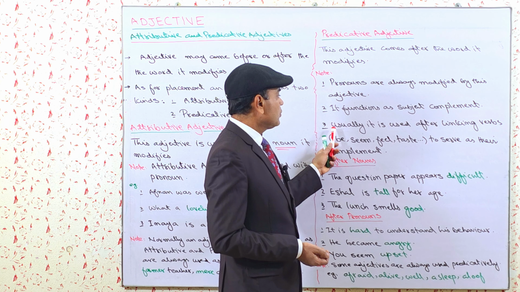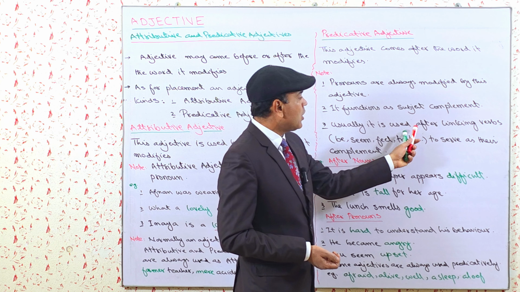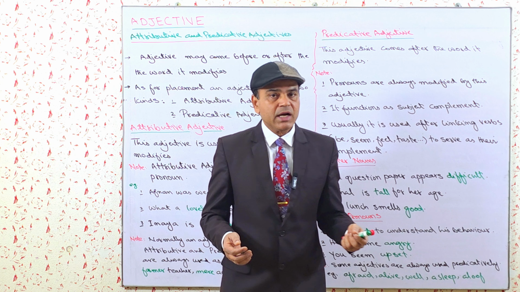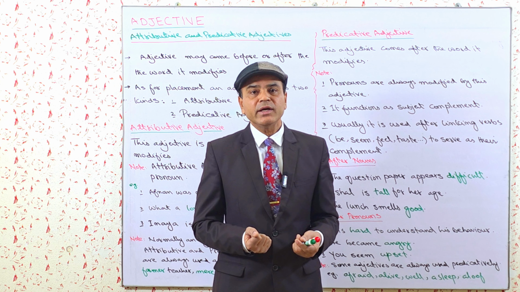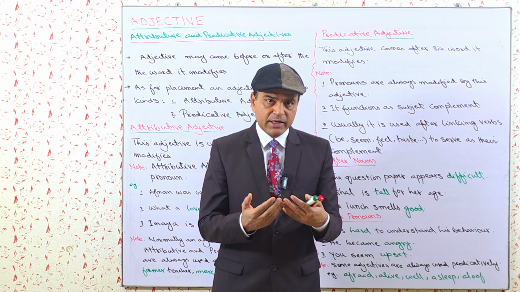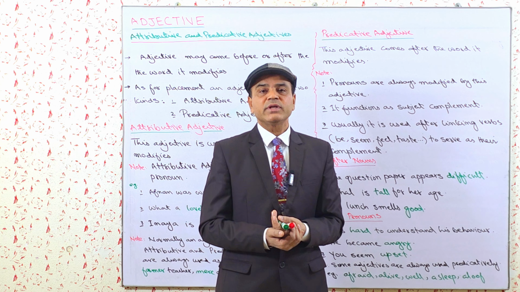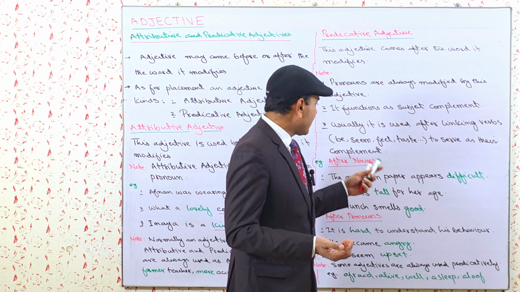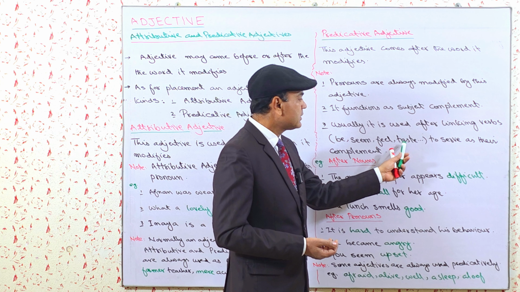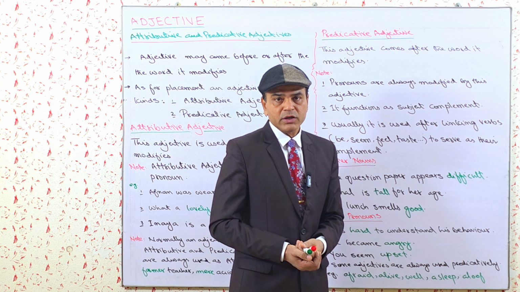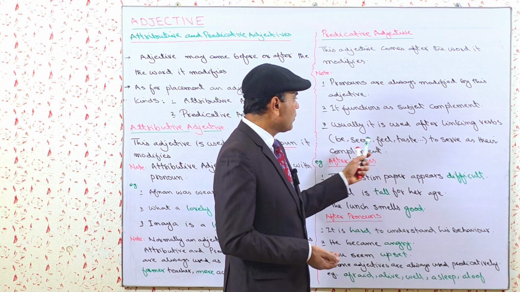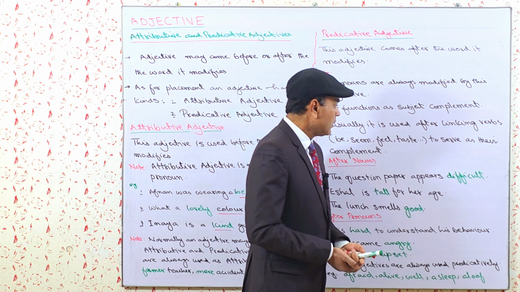Third, it is usually used after linking verbs. In English, there is a kind of verbs we call linking verbs. Their function is to link the two parts of the sentence, like be, meaning to-be verbs, seem, feel, taste, and there is a long list of them. We will be talking about them in a special video on linking verbs.